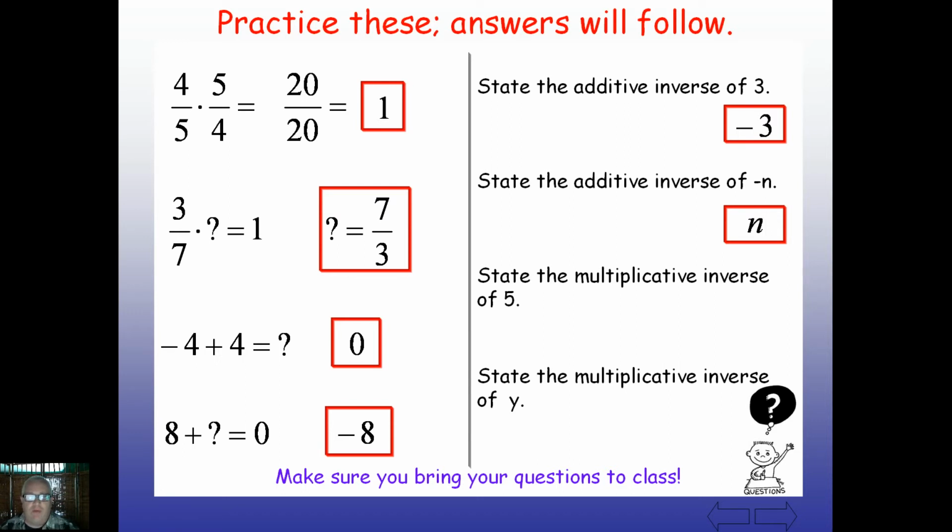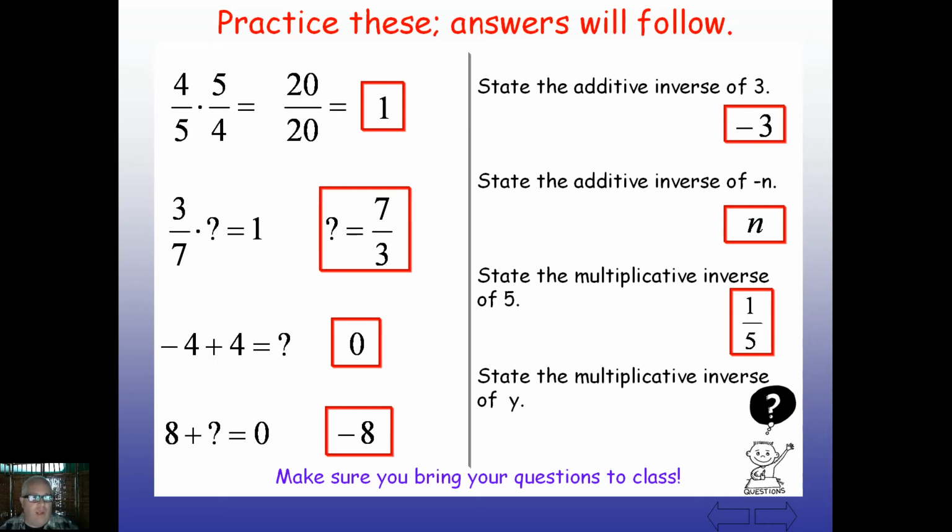How about the third one? State the multiplicative inverse of 5. Well, you know that we can write 5 as 5 over 1. So what's the reciprocal of 5 over 1? 1 over 5.